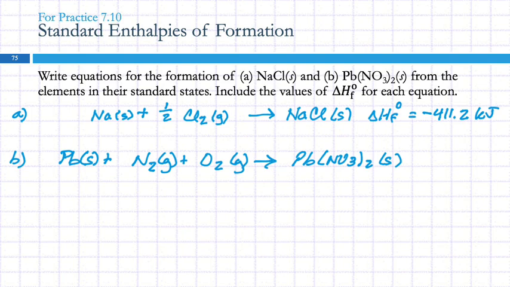Now I need to balance the equation. So there's one lead here and one lead over there. So far, so good. How many nitrogens are in one of this? 2. There's 2 of them. Oh, cool. We've got 2 over there. And how many oxygens are over here? 6. So how can I make this into 6? I'm going to multiply by 3. And leave a little room here.